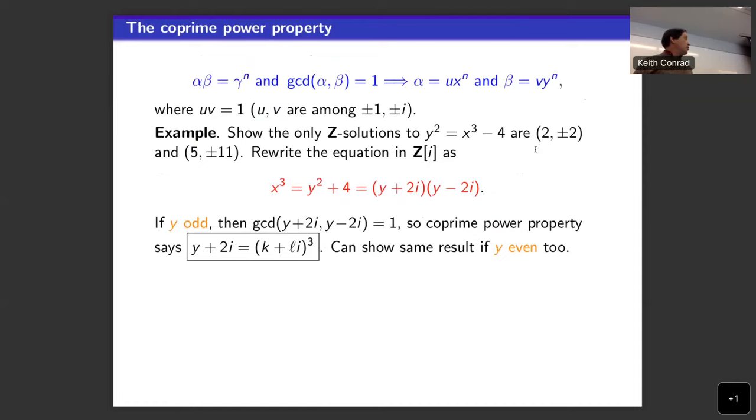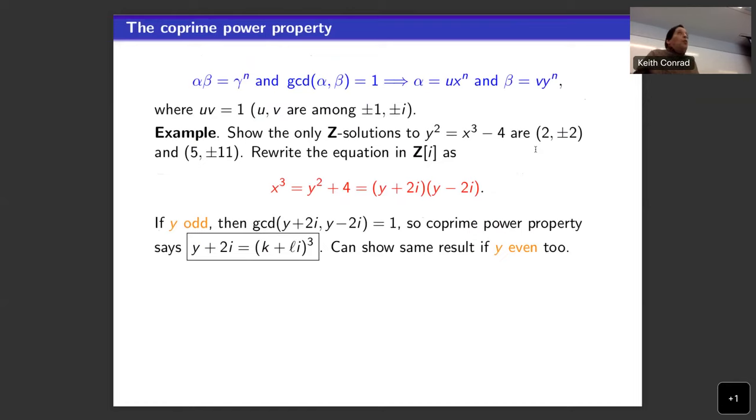And the trick is to move the 4 to the other side, to write x cubed as a sum of two squares and factor it in Z bracket i. So what we now have is a product of two numbers in Z bracket i equal to a cube. So if y is odd, then those two factors are relatively prime, and that would mean that essentially y plus 2i has to be a cube. And if y is even, then the two factors are no longer relatively prime, but you can use some arguments to show that the same conclusion follows. It still must be a cube.